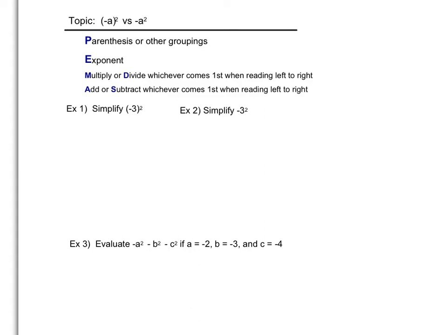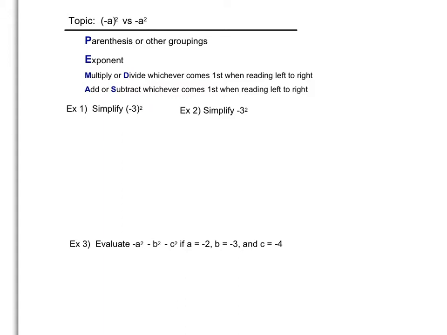We're going to start talking about order of operations. It's going to be split. The first thing we're going to talk about is just the P and the E, the parentheses and the exponents. And when talking about that, we're going to look at the difference between having a negative number inside parentheses and squaring that versus having a negative number and squaring that.